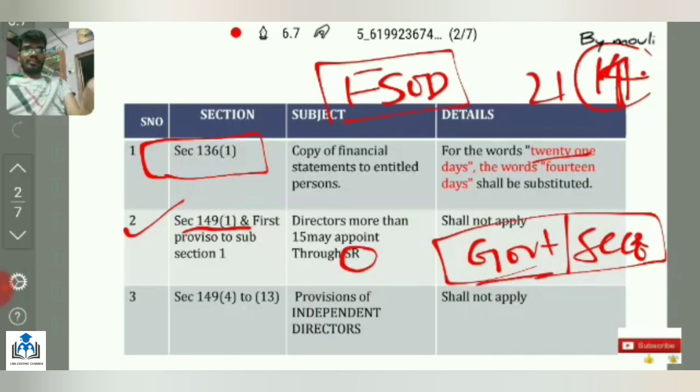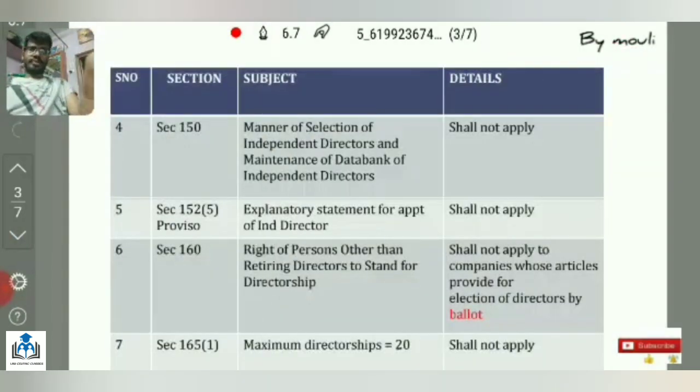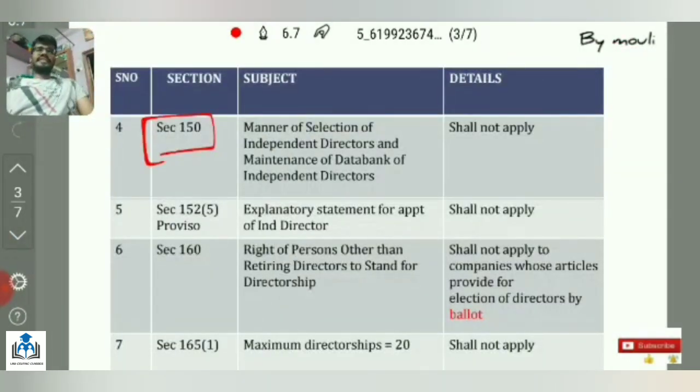Coming to our third point, Section 149 subsection 4 and subsection 13. Every point here is related to the independent director. Wherever the independent director is concerned, it is not applicable to a Section 8 company, meaning the procedure mentioned in that particular section, a Section 8 company need not comply with, right? Going to our next point, Section 150. We have already discussed that it is not applicable to the independent director. Since it is not applicable to the independent director, the database maintenance of independent directors is also not applicable to Section 8 companies, right?